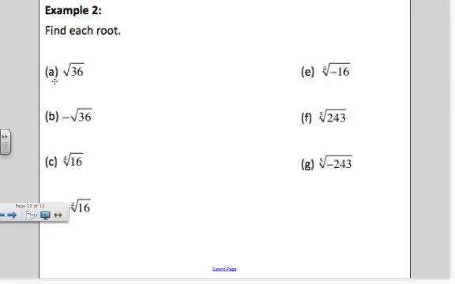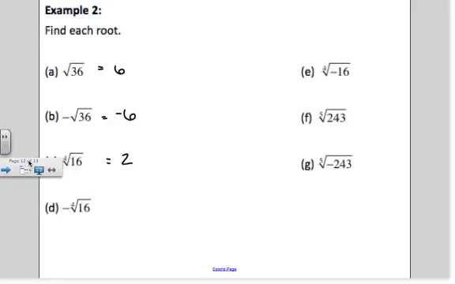So, find each root. Well, this is telling me find the positive square root of 36. Well, that's 6. This is asking for the negative square root of 36, which is -6. This is asking for the positive 4th root of 16, which is 2. This is asking for the negative 4th root of 16, which is -2. This is asking for the 4th root of -16. This is not a real number. Okay, I can't have the 4th root of -16.